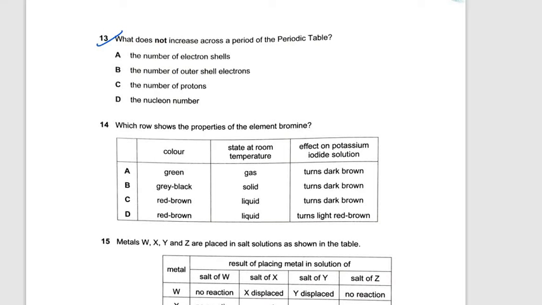Question number 13, what does not increase across a period of the periodic table? So when you go across the periodic table, what is not increasing? Number of electron shells. Yes, because if it is 3, it should be 3 in all of them, the same period number. So this does not increase. The number of outer shell electrons can increase, and the number of protons can increase. So only option A is the correct option.